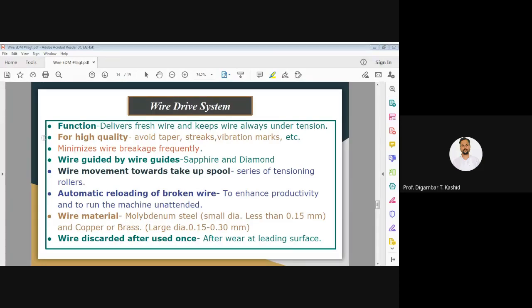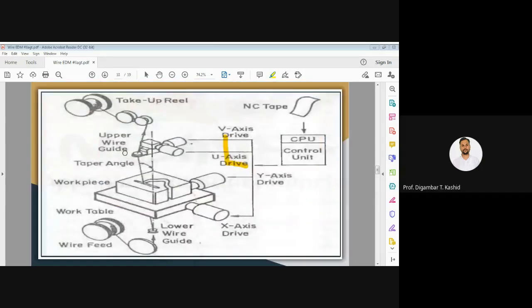Then we have the last system, that is the wire drive system. Now the wire drive system, its function is to deliver the fresh wire and keep the wire always under tension. Because if you see in the diagram, every time we have to give fresh wire to this take up reel, and the used wire you have to take from this lower wire guide. So the function of the wire guide system is to give the fresh wire every time.